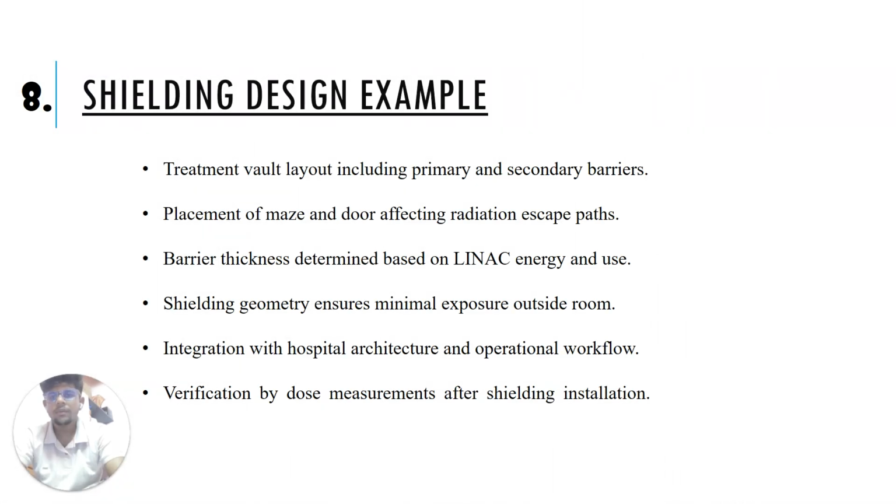Shielding design examples: treatment room layout including the primary and secondary barriers, and placement of the maze and the door affecting the radiation escape paths. Barrier thickness is determined based on the LINAC energy and use. Shielding geometry ensures minimal exposure outside the room. It is integrated with the hospital architecture and operational workflow. Verification is done by dose measurements after the shielding installation.